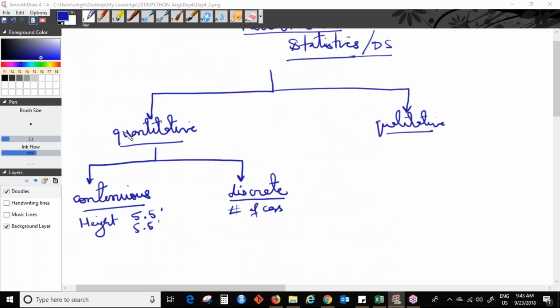So discrete can take only integer values, is what you can say. Discrete can take only natural numbers. It is the count of something. So discrete means it is a count. Count means it can only take natural values, right? It cannot take negative or decimal values. 1.5 of something doesn't make sense.